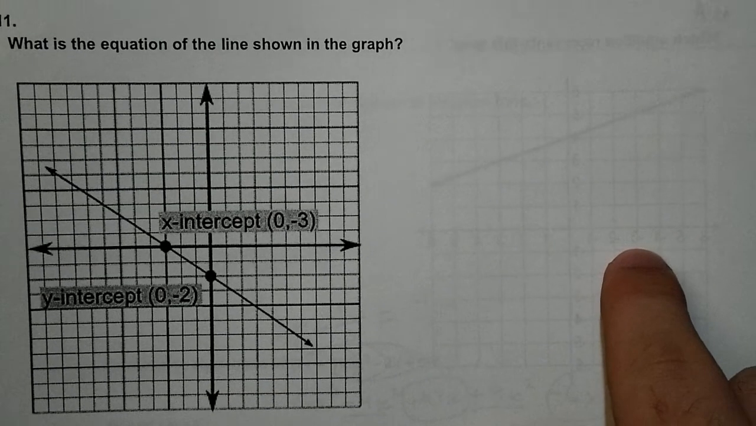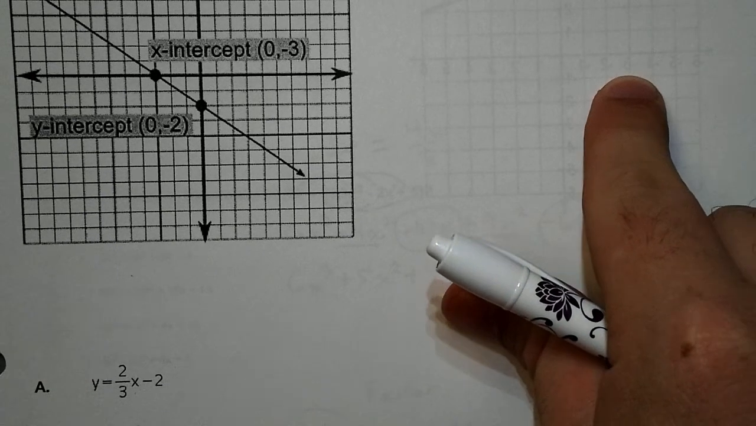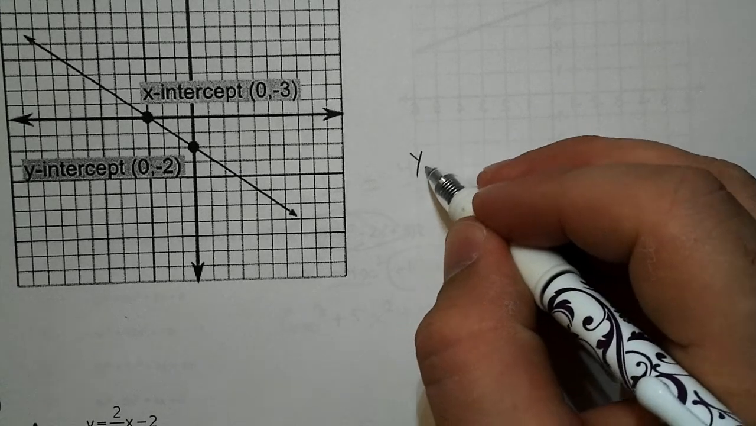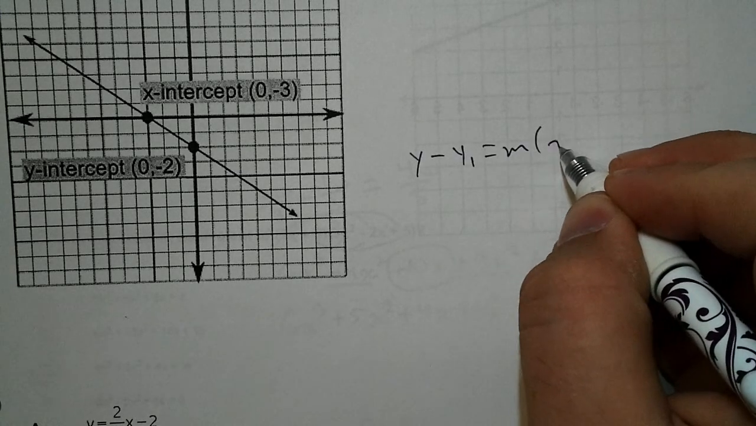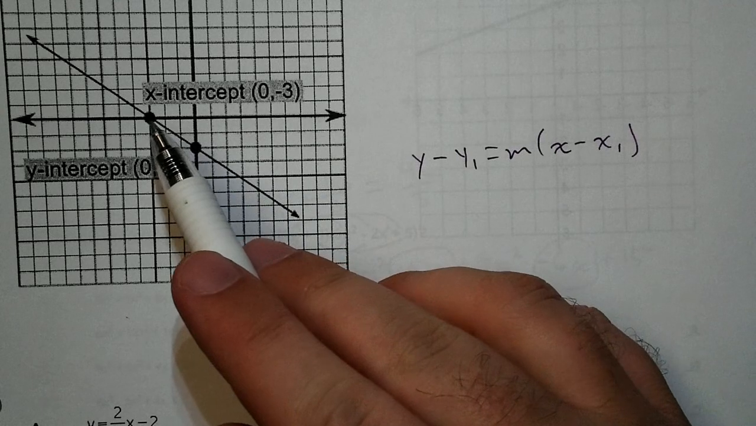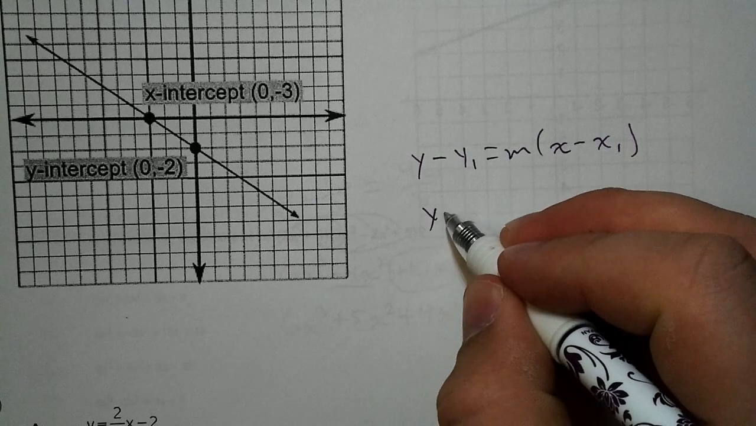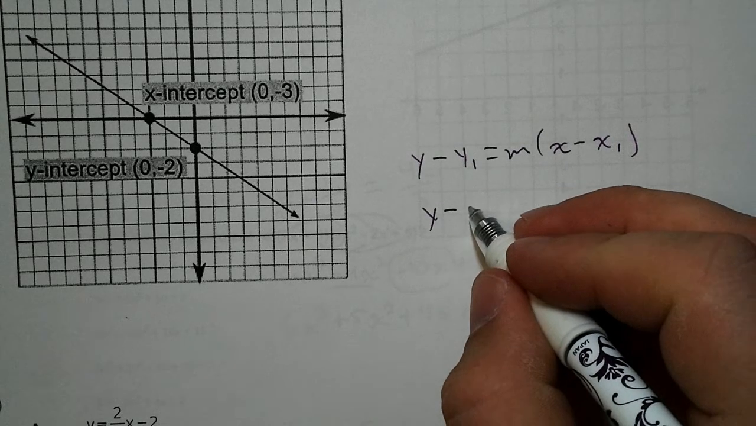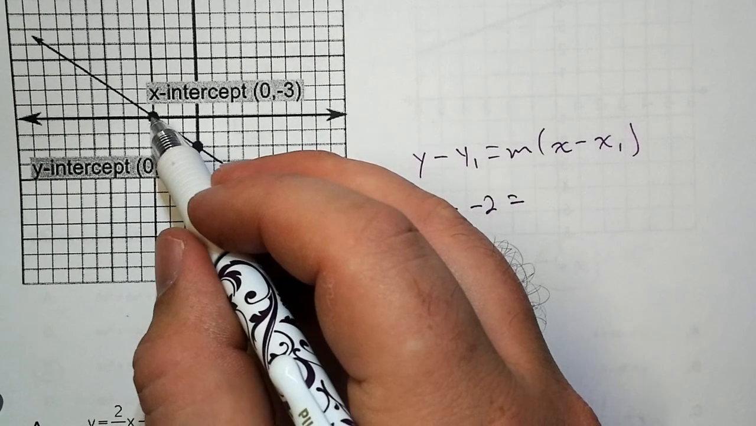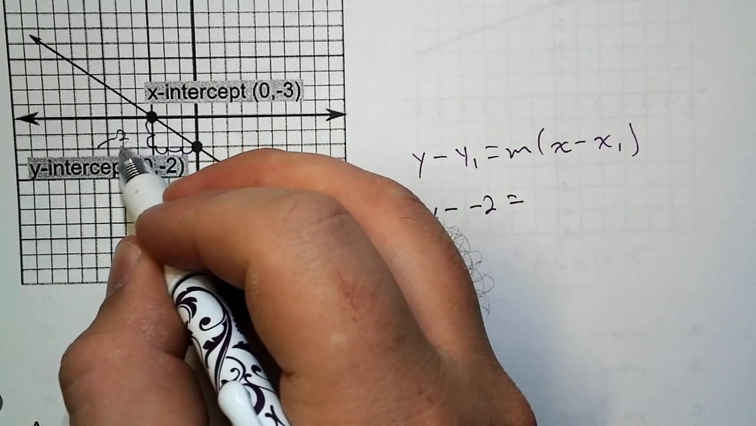Number 11. Which equation of line is shown on the graph? Now, they just gave us 2 points. You guys remember point slope form, right? Y minus y1 equals m times x minus x1. Well, let's pick either point. You know what? Let's pick my y-intercept of 0, -2. So y minus -2 equals my slope. Now I need to get the slope. There's 2 ways we can get the slope. We can go 1, 2 over 1, 2, 3. So it's -2 over 3.